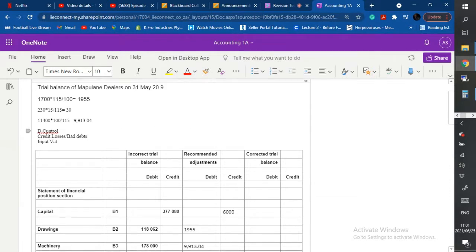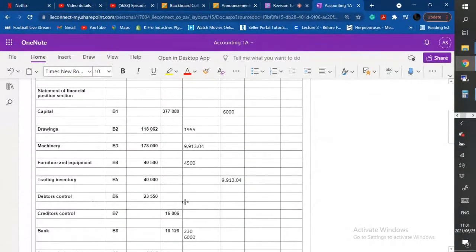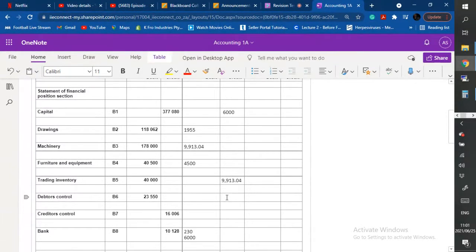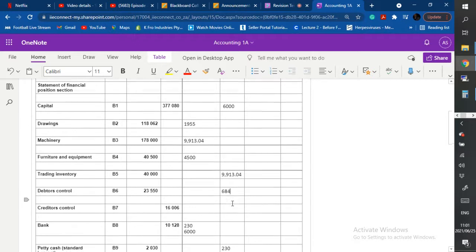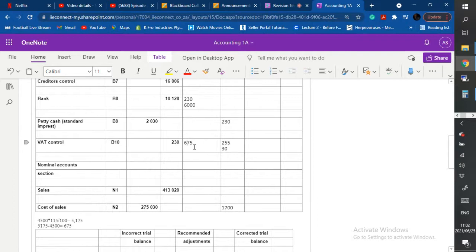We know the debtors control is going to be the amount inclusive of VAT, so we can use this 684. Our debtors control is getting reduced, and debtors control decreases on the credit side, so 684 there. Then we've done that, but there's a portion of input VAT that we need to record, because we're reversing that output VAT. So we're going to debit the VAT control.